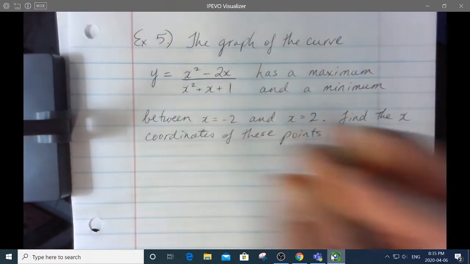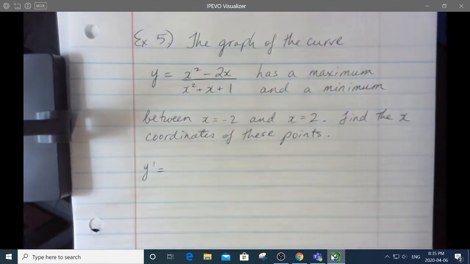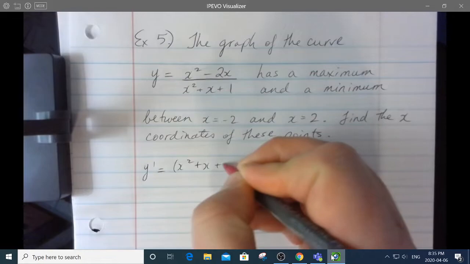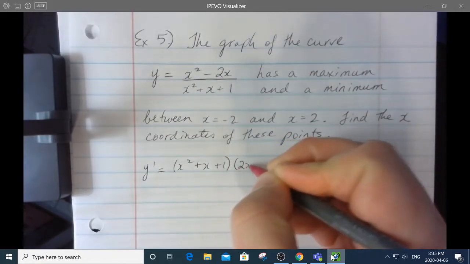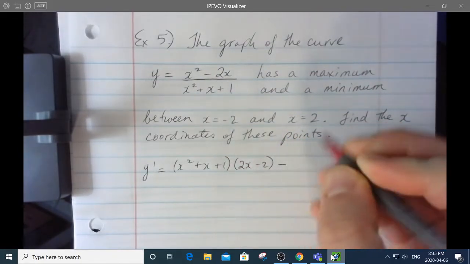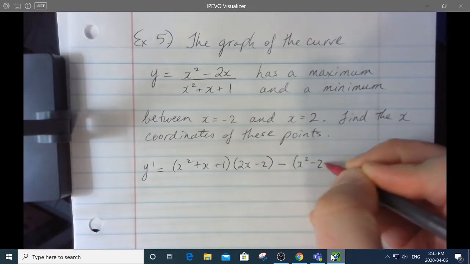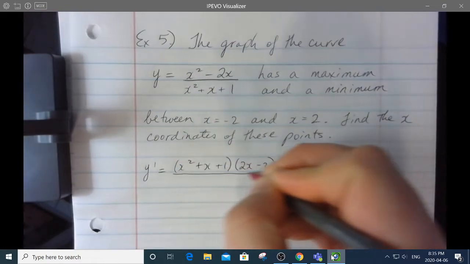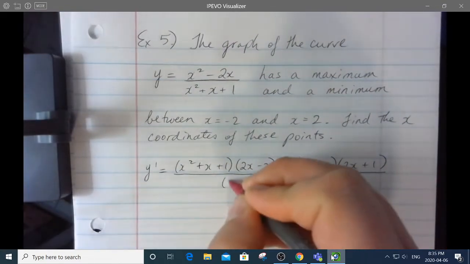So, step 1, we break out the quotient law, which is the bottom times the derivative of the top minus the top times the derivative of the bottom, all over the bottom squared.